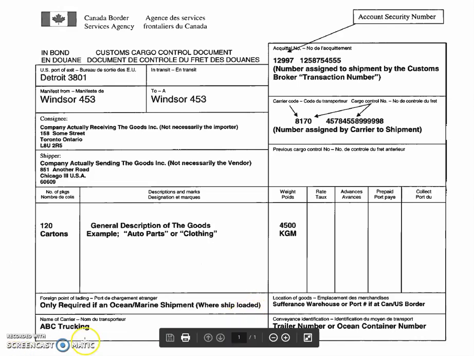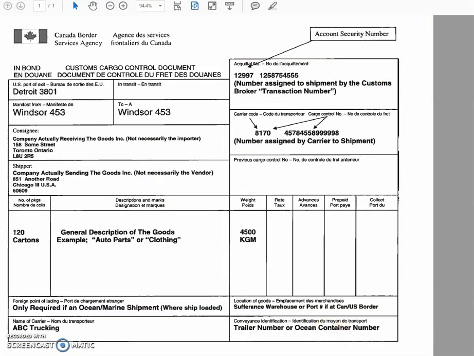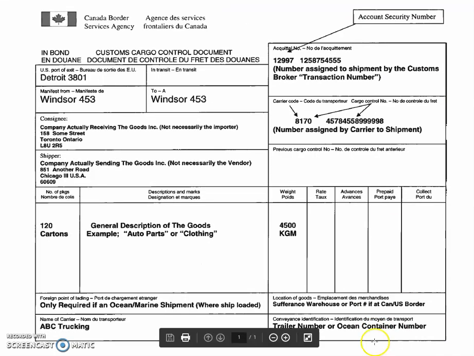Okay, next, name of the carrier. Well, that's pretty obvious. Conveyance identification, that's pretty obvious as well. Let me just get this fixed up here for you. There you go. Trailer number or ocean container number, the conveyance identification, if we put that in there so customs knows. Location of the goods.